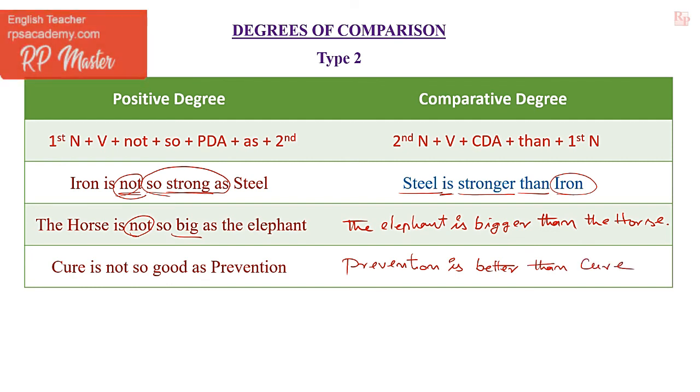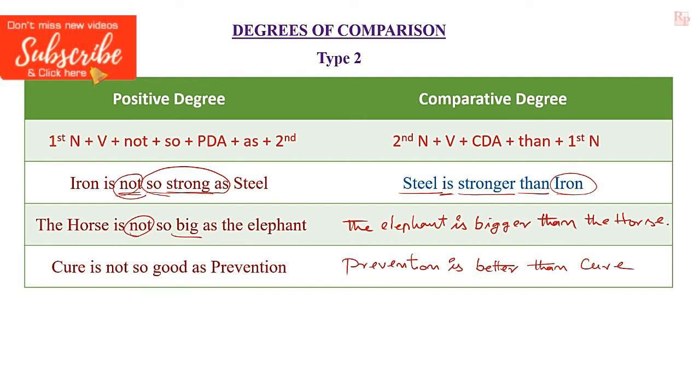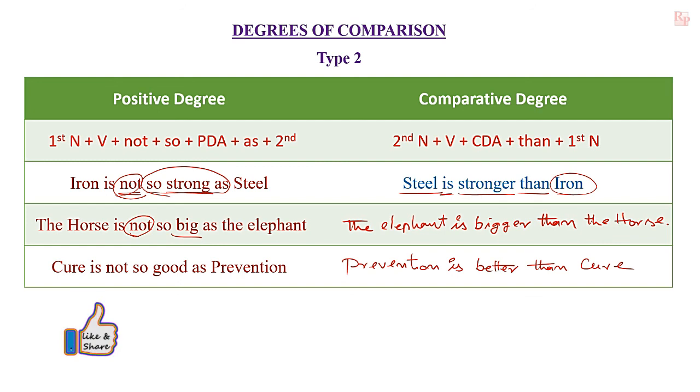This is the way of changing positive degree to comparative degree. This is the second type of changing degrees of comparison. We will meet in the next video by explaining the third type of degrees of comparison.